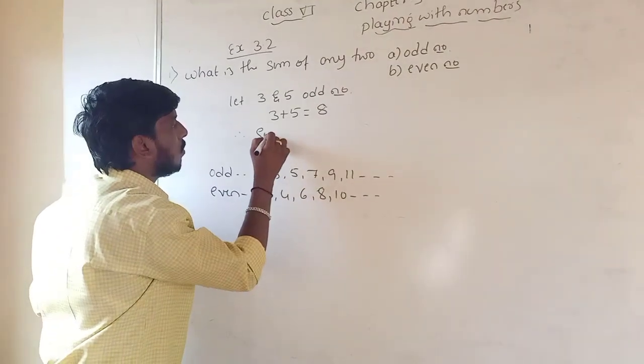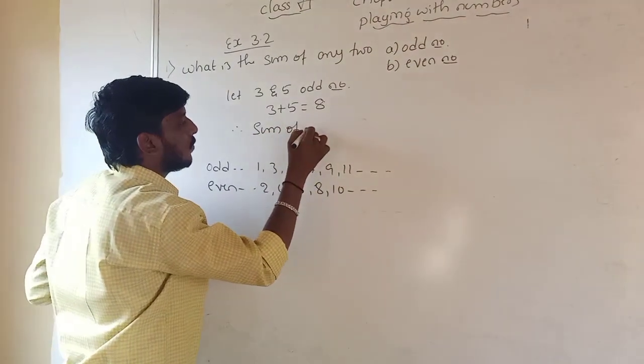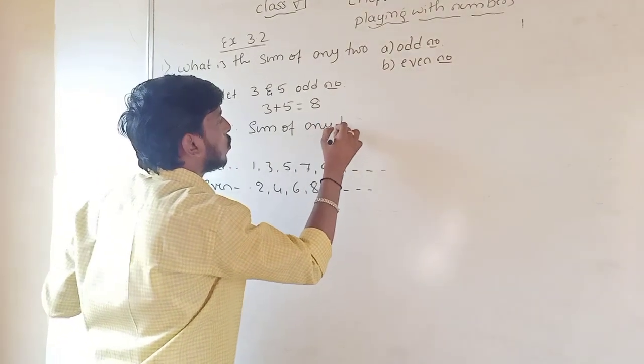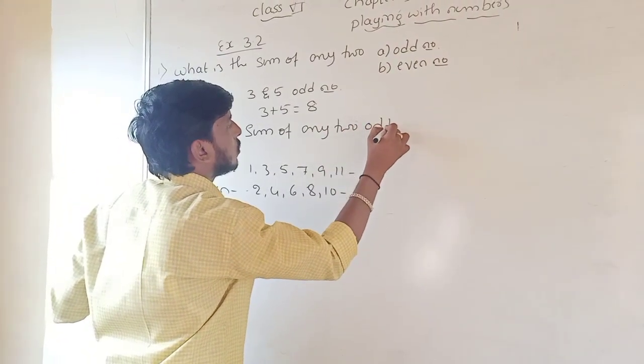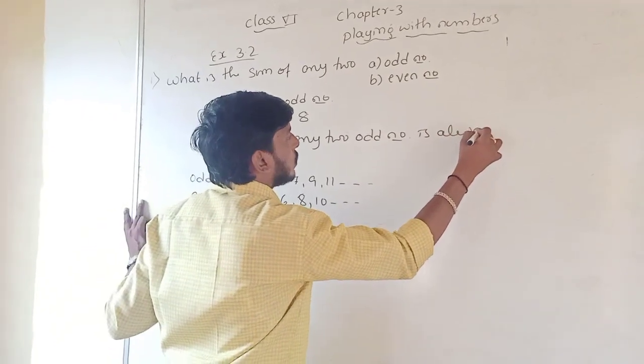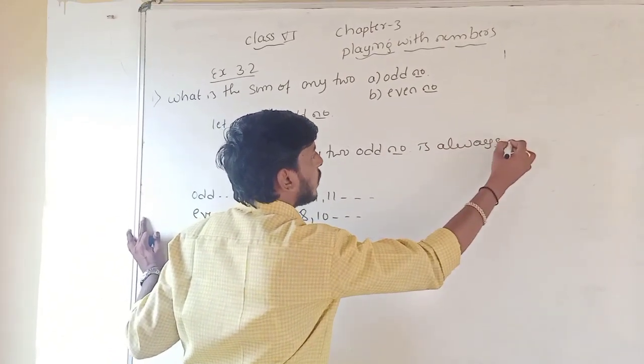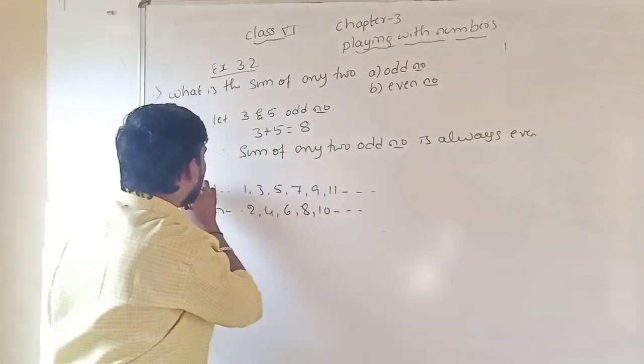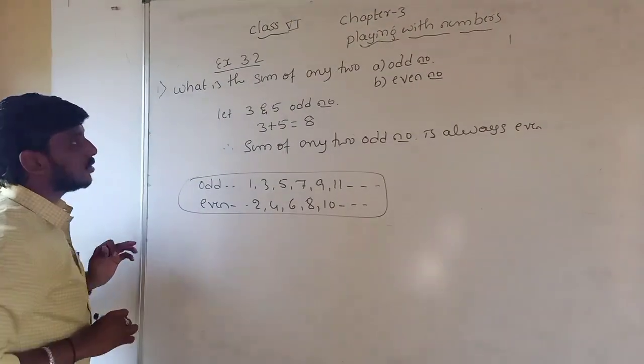Even. The sum of any two odd numbers is always even. Similarly, what is this next question?